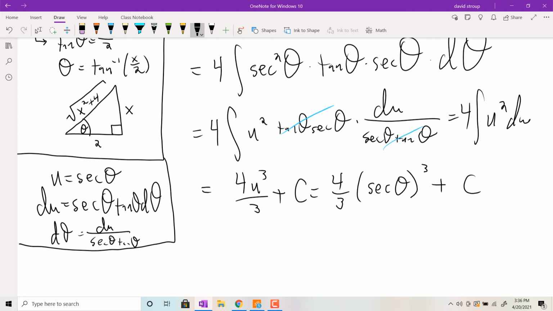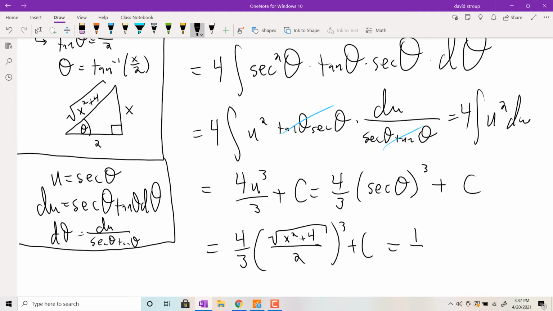Okay, so secant is 1 over cosine. So that's going to be hypotenuse over adjacent. So we can rewrite this hypotenuse over adjacent. And then we cube this. And the denominator you'll have 2 cubed, which is 8. So you end up with a 4 all over 8, which is 1/2. And then there's a 3 there, so it's going to end up being 1/6. And then x squared plus 4 to the 3/2.